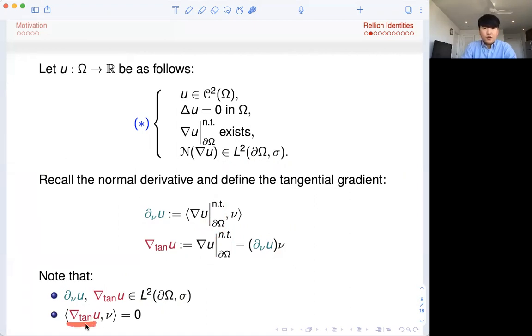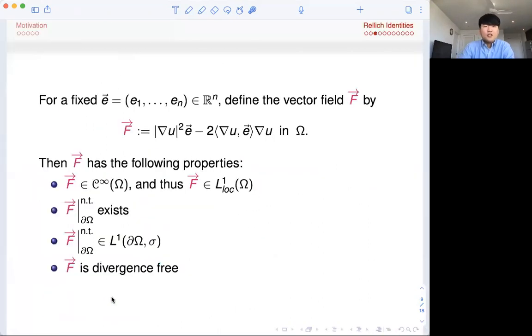And the tangential gradient is perpendicular to the normal vector. So in this section, we are going to establish the Rellich identity, and then we're going to prove the equivalence between the normal derivative and the tangential gradient in L2 on the boundary. To establish the Rellich identity, for a fixed vector E in Rn, we define the vector field F by this.